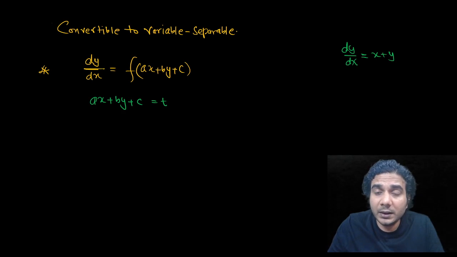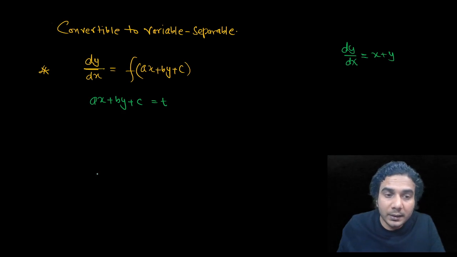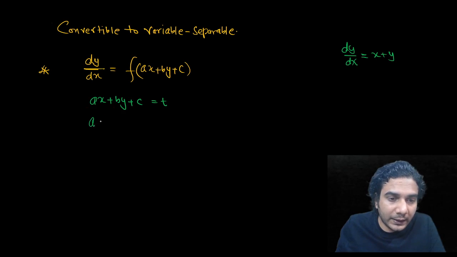So you have any function of a linear expression of x and y. In that case, you need to put that linear expression of x and y equal to t, and after that express dy by dx in terms of dt by dx. How to do it? Differentiate this equation. So you'll get a plus b dy by dx is equal to dt by dx.